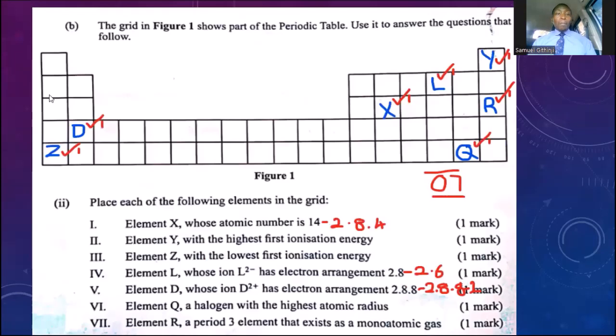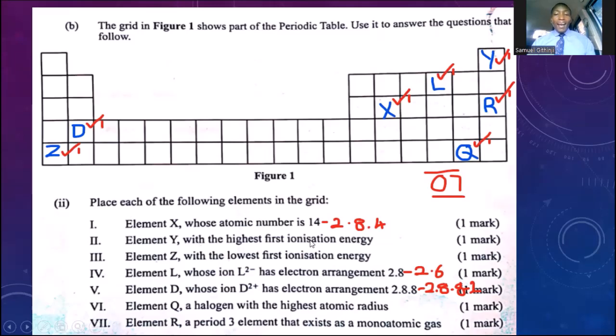We go to part B, that is B part 2, Roman 2. This part was easy for students, but a good number maybe did not score. You are given 7 different elements. The student was expected to place them on the table. So how do we go about that? Let's start with element X, whose atomic number is 14. So electron arrangement 2, 8, 4. So my student, it is in period 3, group 4. So period 1, period 2, period 3. Group 4, 1, 2, 3, 4. That's where X is.